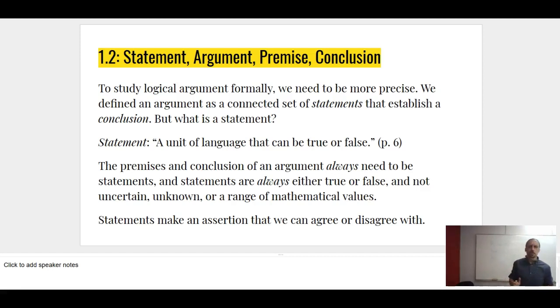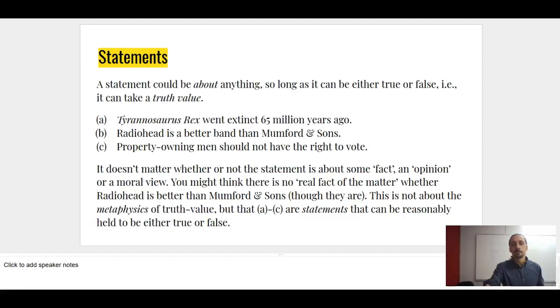There are logical systems that go beyond the binary true or false, but we're not going to be dealing with them in an introductory course. But if you're interested, you can Google fuzzy logic and take it from there. A statement in philosophical logic simply makes an assertion that we can agree or disagree with. It will always either be true or false. There is no third value. The fact that there's no third value is actually pretty important moving forward.